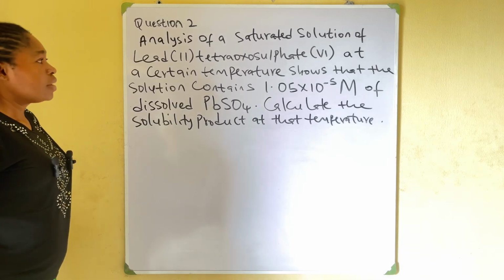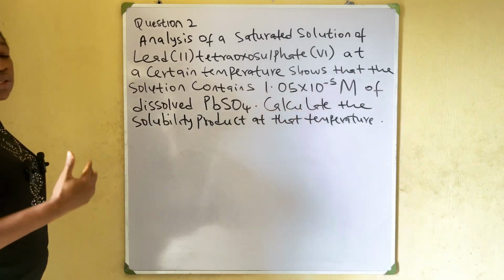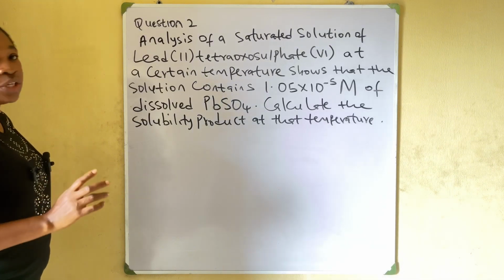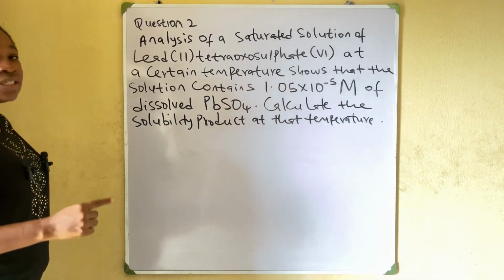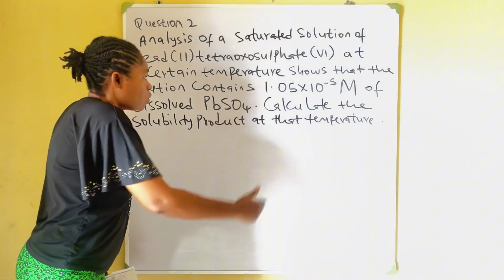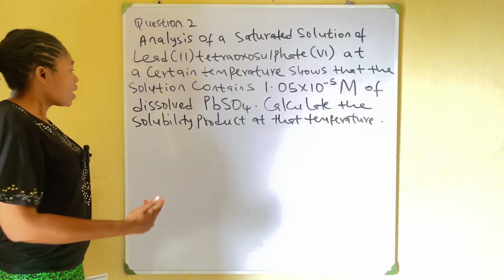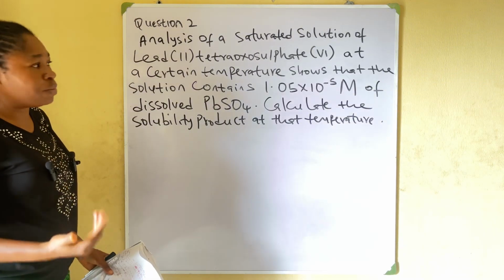All right. Let us look at question number 2. Analysis of a saturated solution of lead 2 sulfate at a certain temperature shows that the solution contains 1.05 times 10 to the power minus 5 mole per dm cube of dissolved PbSO4. Calculate the solubility product at that temperature.